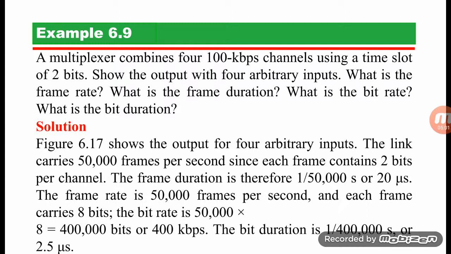What is the frame duration? 1 over 50,000, which is 20 microseconds. What is the bit rate? When he's asking what is the bit rate, he's asking for the output bit rate, because the input bit rate is already given, 400. If he's not telling you which bit rate, he's asking for the output, because the input you already gave him. So the output bit rate is going to be the number of users multiplied by the input bit rate, 400 kbps. What is the bit duration? He's asking about the output bit duration. How much is that? 1 over 400,000 bits per second.